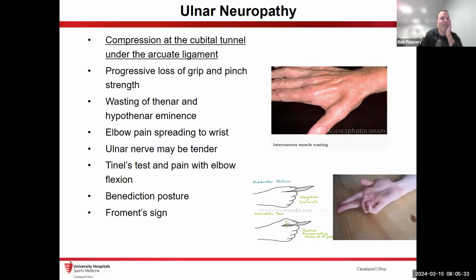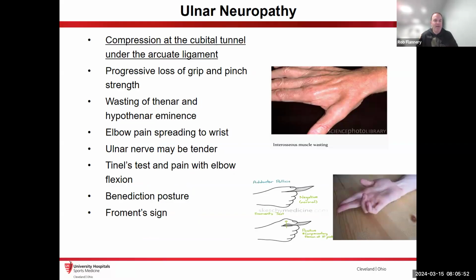Again, underlining that one. Progressive loss of grip strength and pinch strength. You get wasting of the thenar and hypothenar eminence. So you're going to get wasting of both, as opposed to the carpal tunnel where you're only going to get one. Elbow pain spreading down to the wrist.